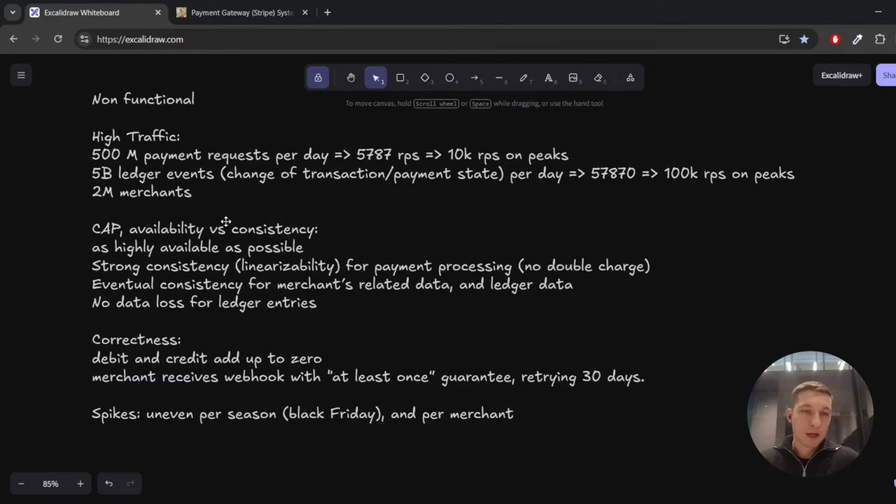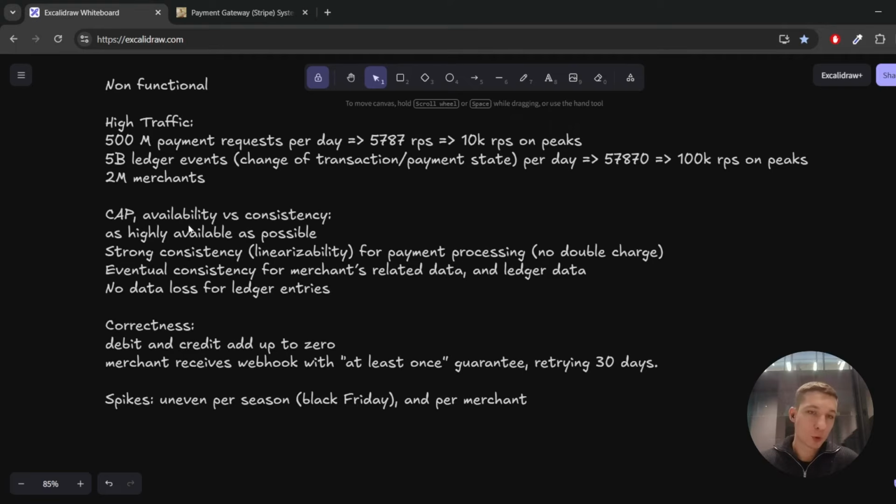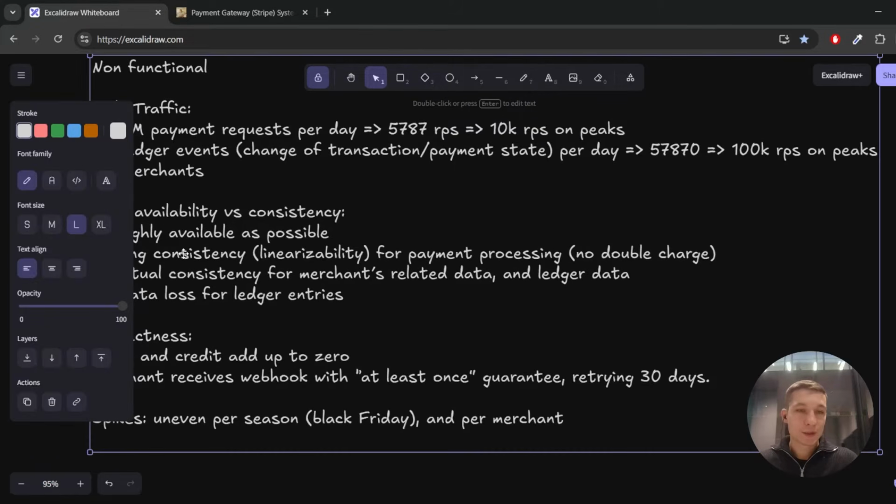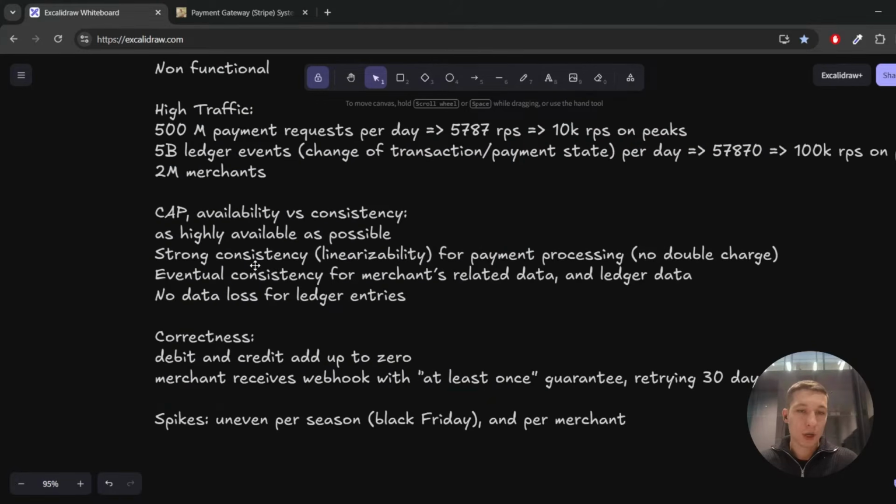Next thing, which is quite important, is CAP theorem, which is availability versus consistency. Of course, we want to have our system as highly available as possible, but we still need to have some level of consistency. So for this reason, we do have strong consistency, aka linearizability, aka recency guarantee for payment processing. This is required in order to prevent double charge.